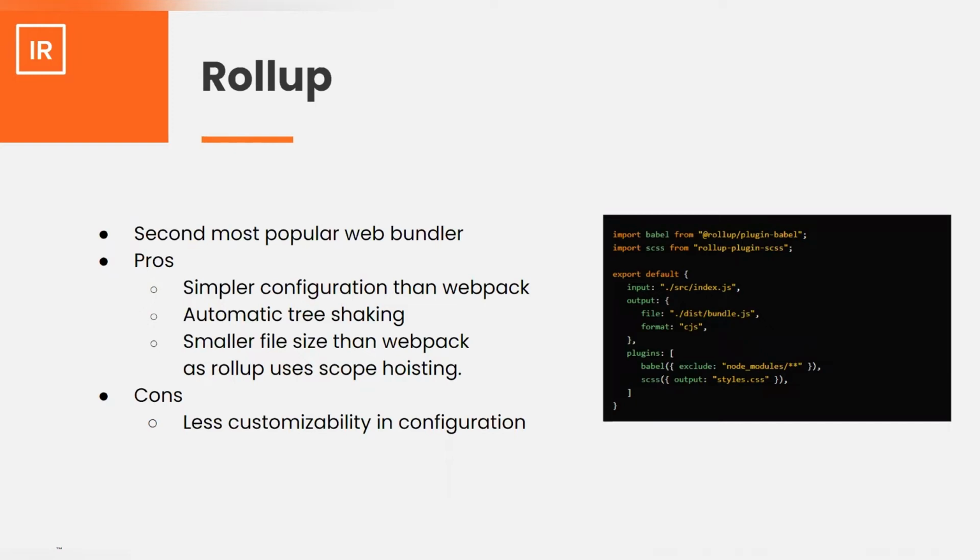Rollup uses a plugin ecosystem where you would just use the individual plugins that you need for extra functionality. Many developers have mentioned that they use Rollup to build libraries, as it doesn't have the boilerplate code like Webpack does. So some pros are that there's simpler configuration than Webpack. There's automatic tree shaking, so it should have a smaller file size than Webpack, as Rollup uses scope hoisting, which is similar to what we were talking about before, where we combine the modules rather than wrapping each module in a function, which adds that overhead.